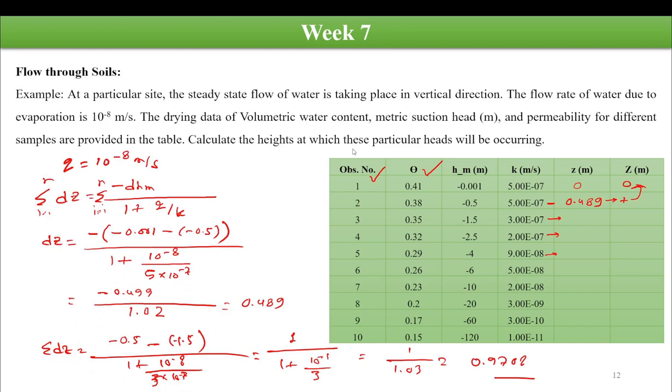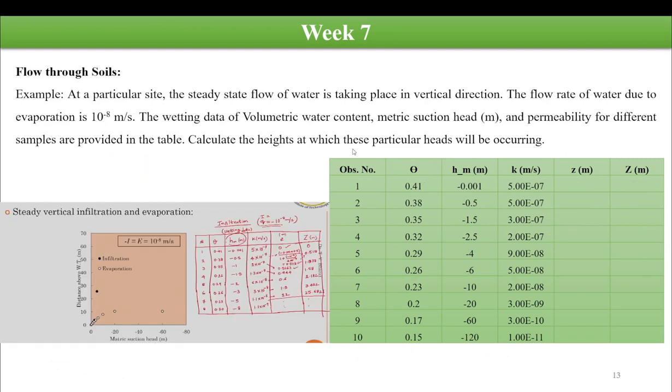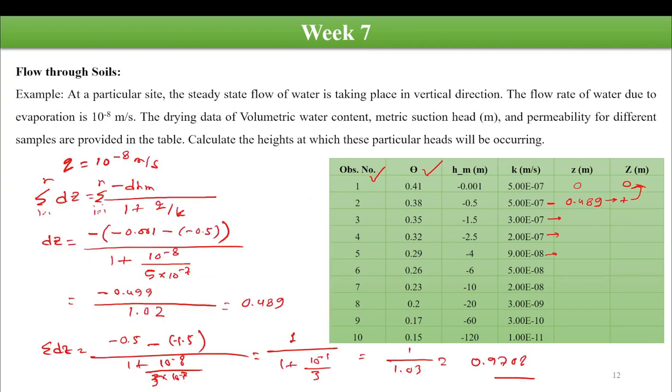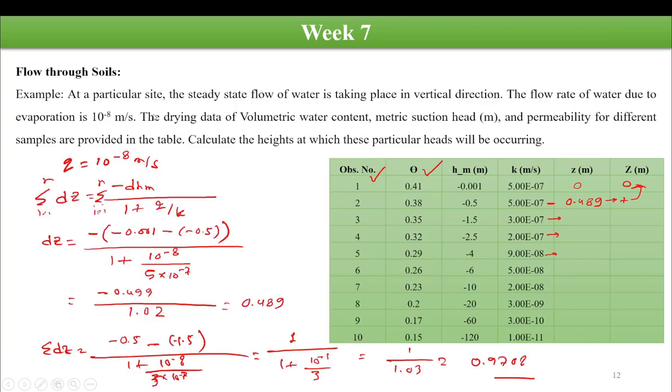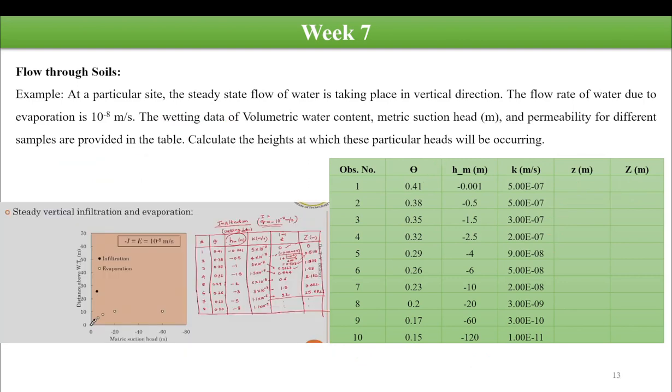So this was the question we solved for the vertical flow, and similarly, we can solve another question. This question was solved for the drying data, where evaporation was taking place, and the second question we are going to solve for the wetting data. In that case, the infiltration is taking place.